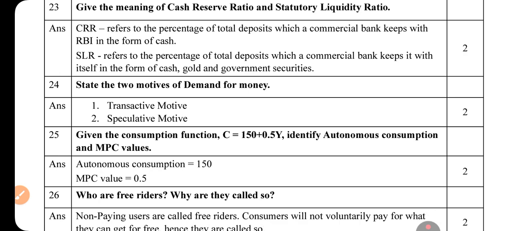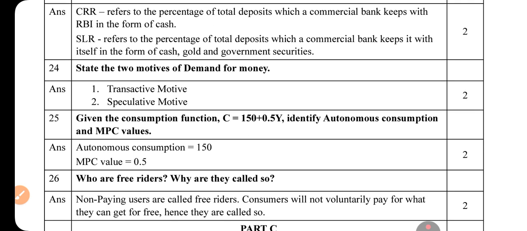Then question number 24. State the two motives of demand for money. Transaction motive, speculative motive. Demand for money for day-to-day expenditure leads to the transaction motive. The speculators create more demand for money, for demand for shares in the share market or stock market.